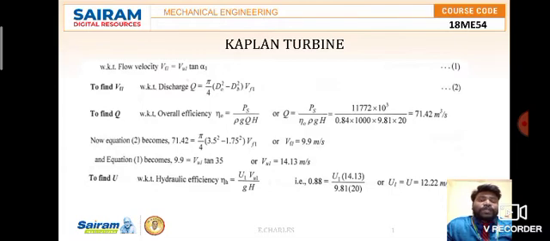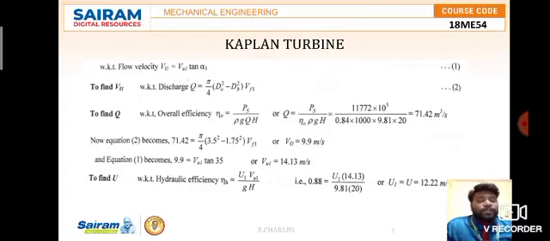So from here we can get the value of Vw1, but we do not know what alpha 1 is given in the problem. No problem, but Vf1 we do not know. So two unknowns are there, that is Vf1 and Vw1. So we need to find out how to find this Vf1. Where do we come across this Vf1?